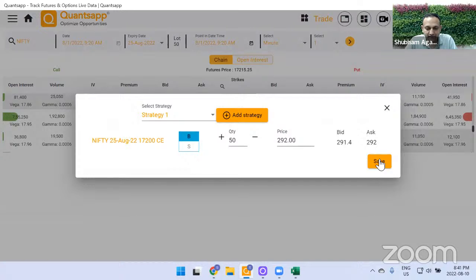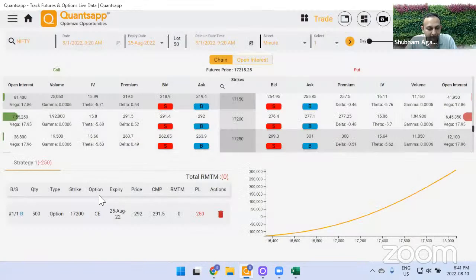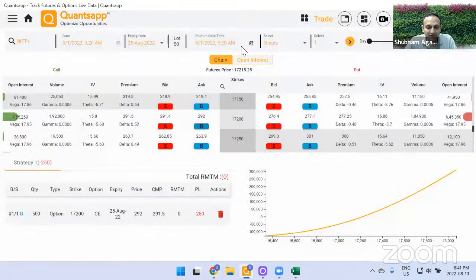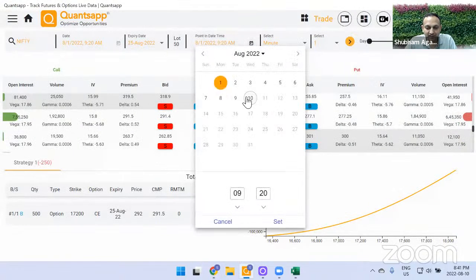And let's just save it as it is. Or maybe I'll make it 10 lots this time. If I buy 500 quantity, this is what the trade is. When was the exit of that signal? There's no exit because the trade is still open. So let's see what the return was till the last trading day, at around market closing, 15:30.